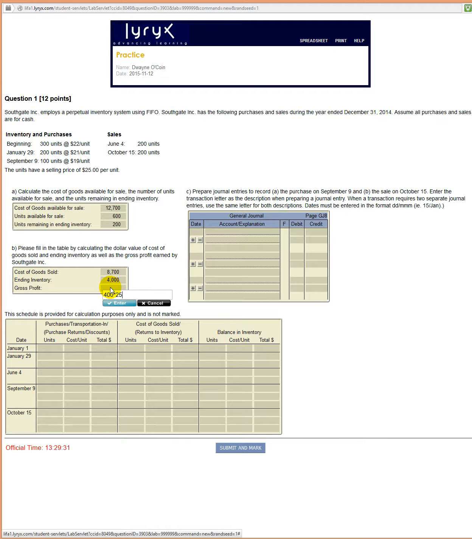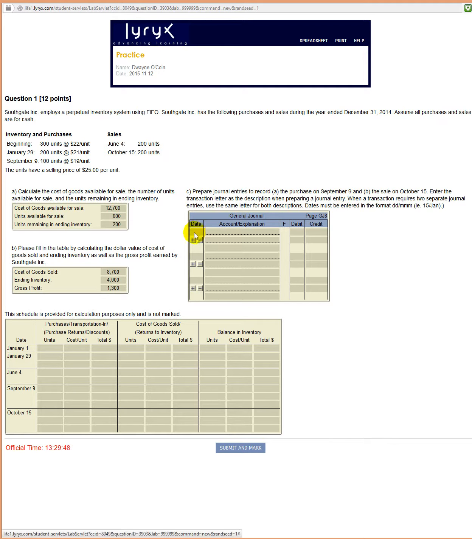The gross profit: we sold 400 units, and it says that the selling price for all of them was $25 each, and we sold 8,700 worth of material, so we made a gross profit of $1,300. Now we're preparing journal entries over here. We have two to do. A is the purchase, and B is the sale on October the 15th.